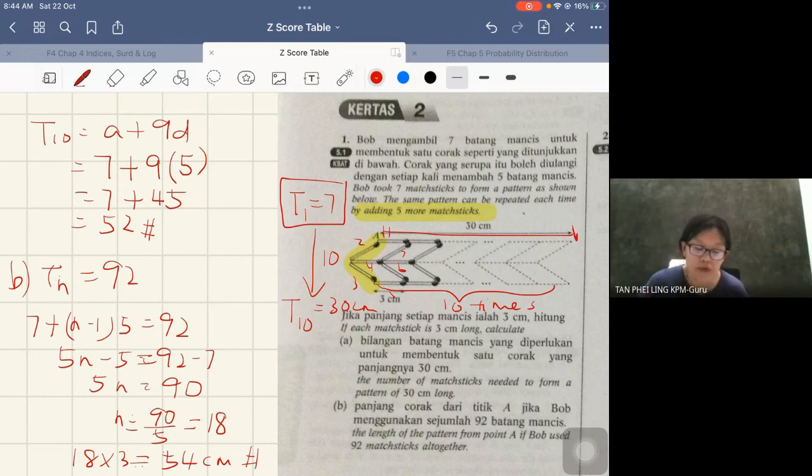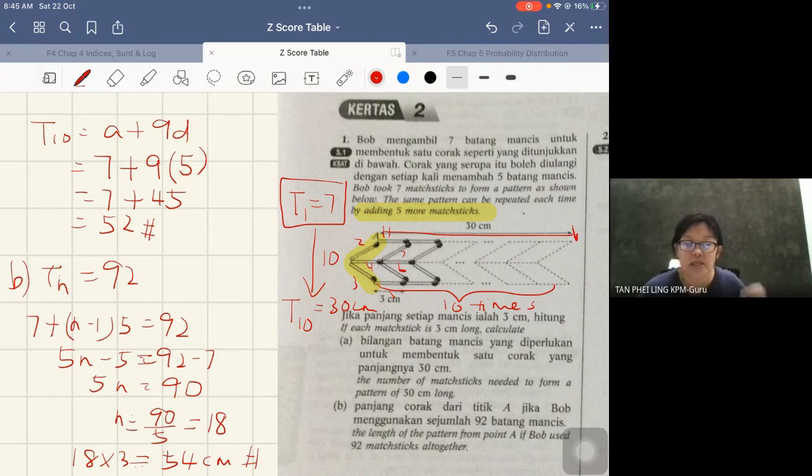So for 30 cm, you have to understand that the 30 cm starts from point A. Do you see that? So 30 cm compared to each time 3 cm, which means there are 10 times of it. You have to understand that T1 started with 7, then each time T2 will be adding 5, adding 5, adding 5. So if you want to reach 30, it will be 10 times of it, which you have to interpret as T10. Then you calculate T10 using the formula, and you actually have 52 sticks, because the first one uses 7 sticks.